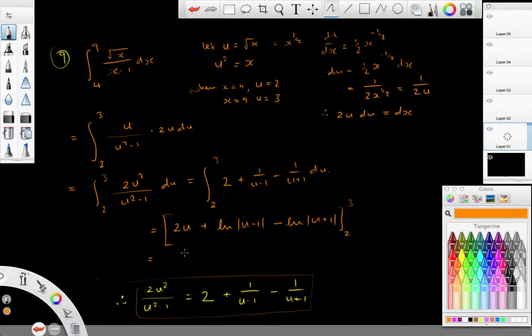We can rearrange that just briefly to give us 2u plus the natural log of u minus 1 over u plus 1 between 2 and 3, since the difference of logs is the log of the quotient.